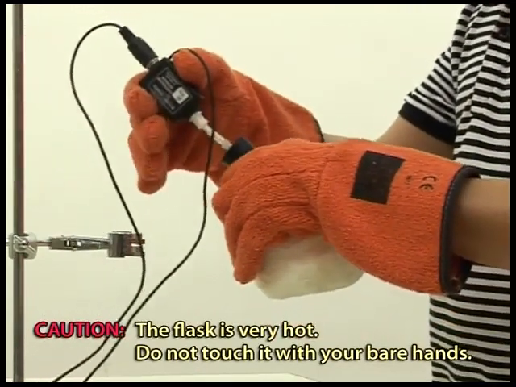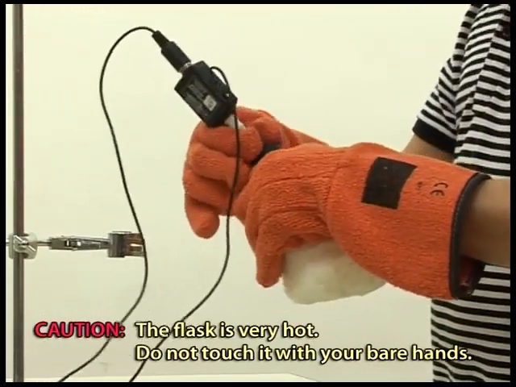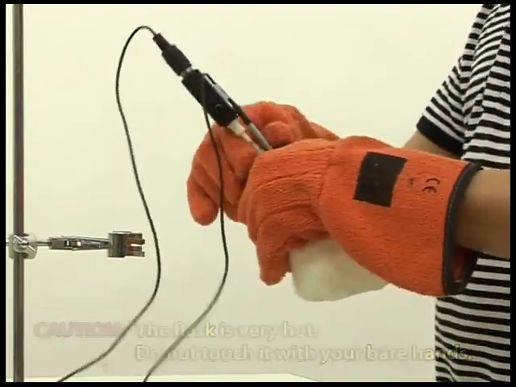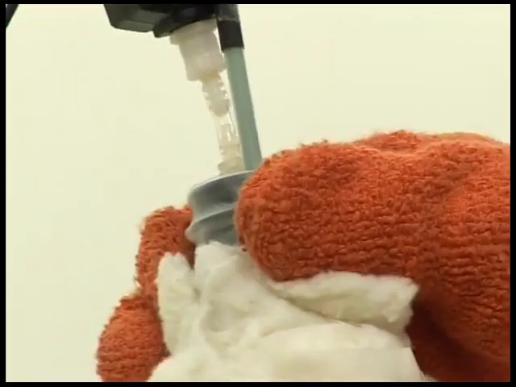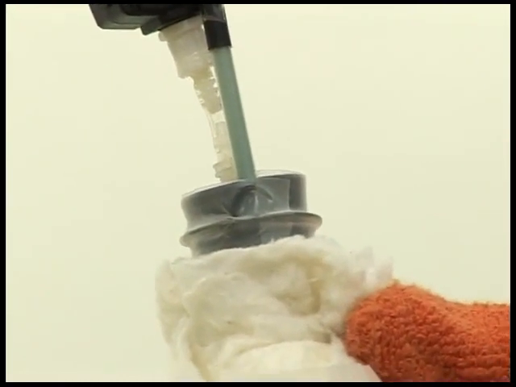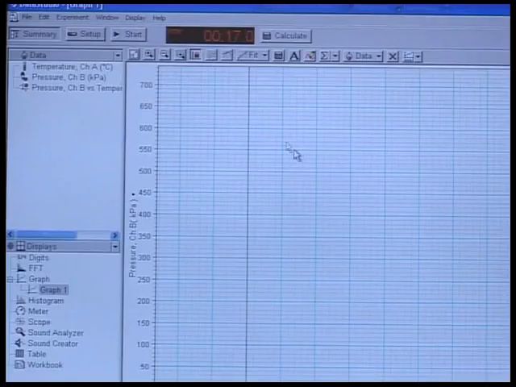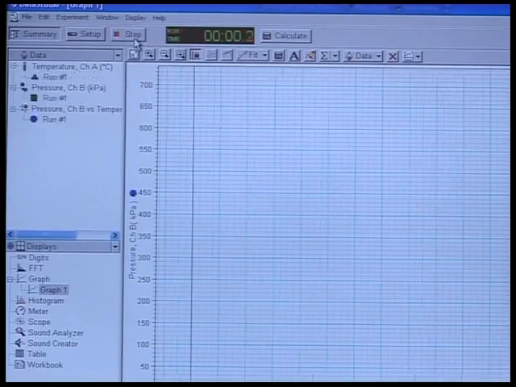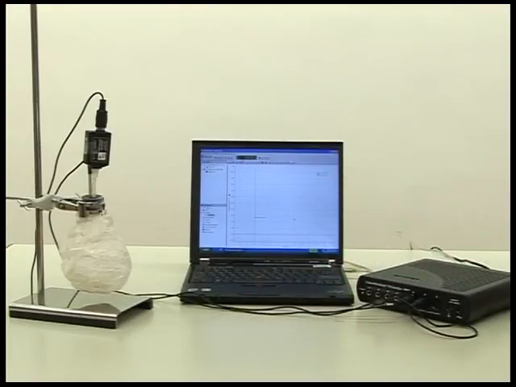Stopper the flask with the stopper. Seal all the joints with adhesive tape to prevent gas leakage. Start the data logging program to record the pressure and temperature of the gas inside the flask.